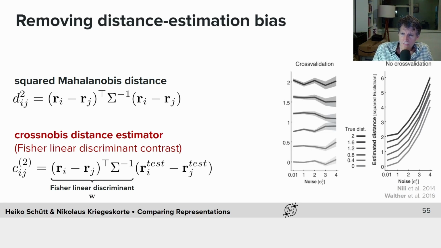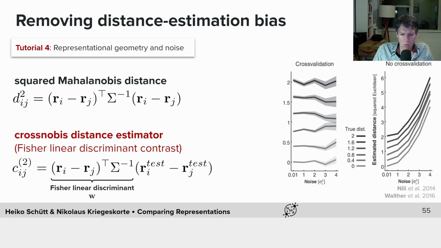When we plot the estimated distances as a function of the noise, you see for different true distances shown in different shades of gray here, you get on average the true distance. Even though, of course, as the noise goes up, the variability becomes larger and larger. There's nothing we can do about that. If there's more noise in the data, our estimates will be more variable, but on average, they'll be correct, and that's the definition of unbiasedness.